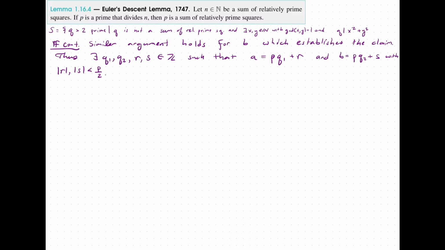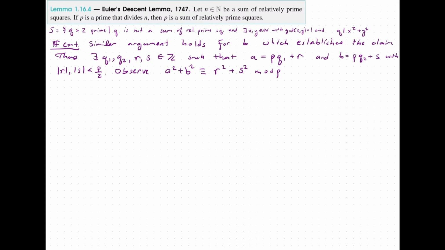So now, let's go ahead and do the following. Observe that if we take A squared plus B squared, then by our properties of modular arithmetic, we know that A squared is going to be congruent to R squared mod P. Doing the same thing for B, we get that that's congruent to S squared. And so we have that this here is congruent to R squared plus S squared mod P.